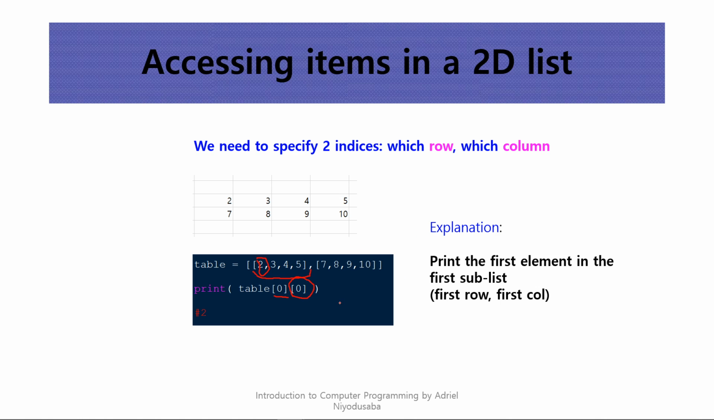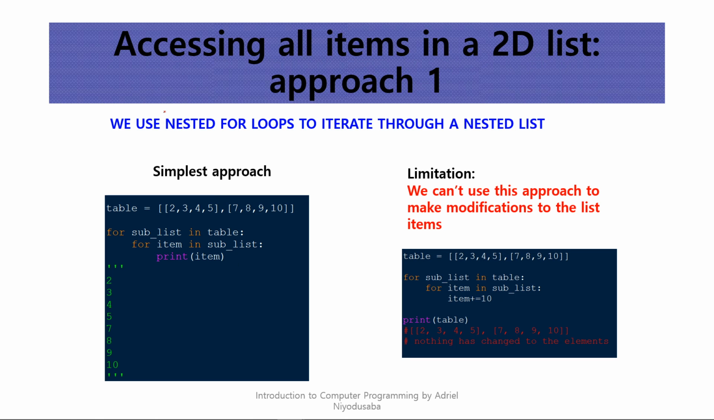So it's basically saying go into the first row and into the first column, which is this number here. Now that's how we get one item from a 2D nested list. Now what if we want to go through all the items in a 2D nested list?